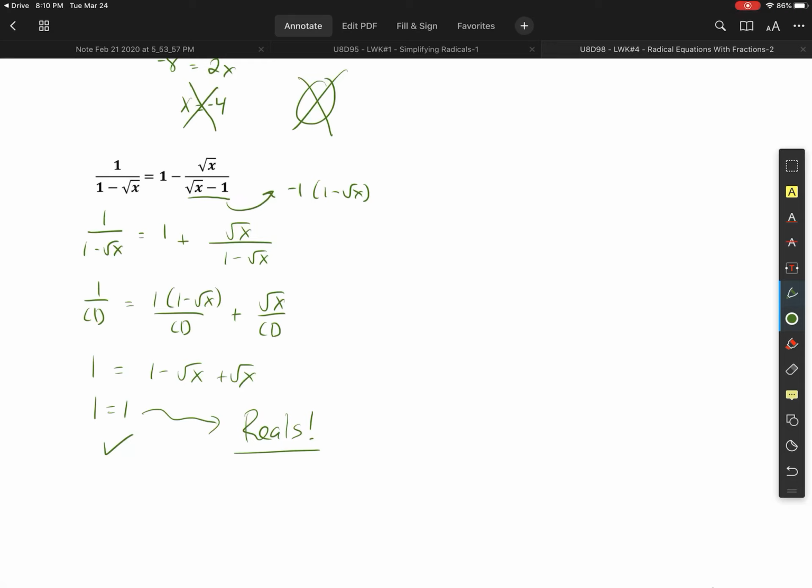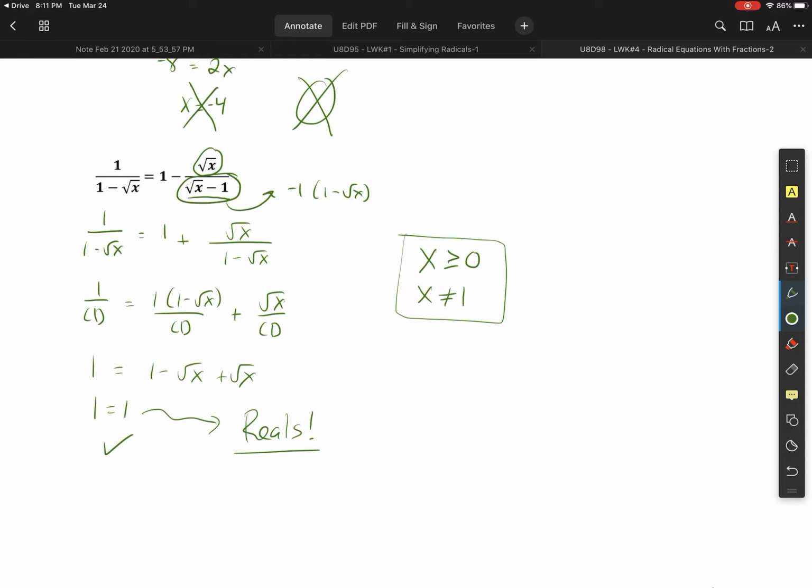But what did I not do? I did not think about the restrictions. What do we have to know in this situation about x? If we have a rad, x has to be greater than or equal to 0. It could be 0, but it has to be greater than or equal to 0. If I look down here, what can x be? x cannot be 1. If we have 1 in our denominator, that means 1 minus 1, which gives us 0, which is undefined.